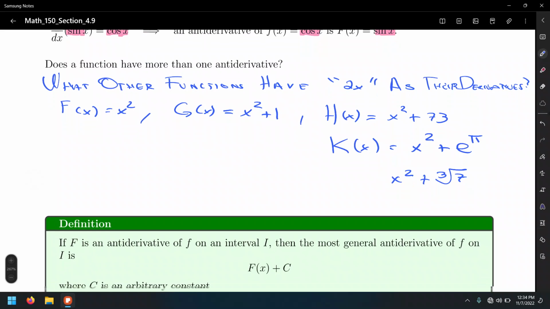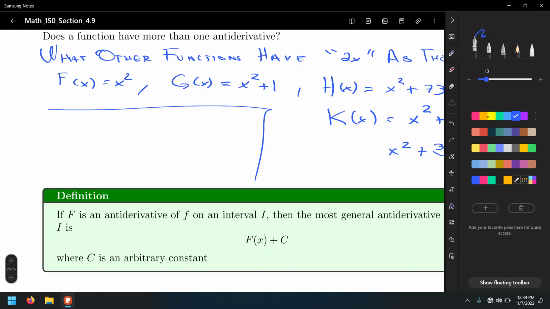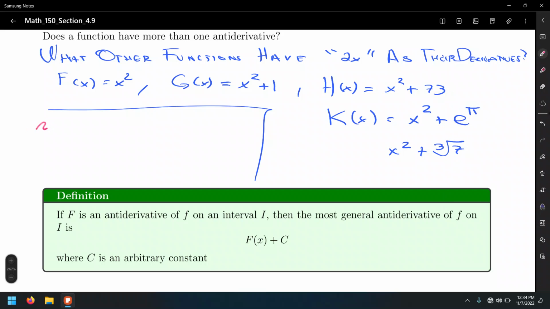Because the antiderivative is not unique, we cannot write every single antiderivative of a given function. For example, if I ask you to find the antiderivative of little f of x, let me call this 4x. So what function has a derivative equal to 4x? Okay, think backwards. What do you get? X.